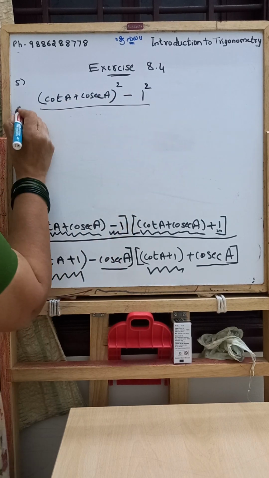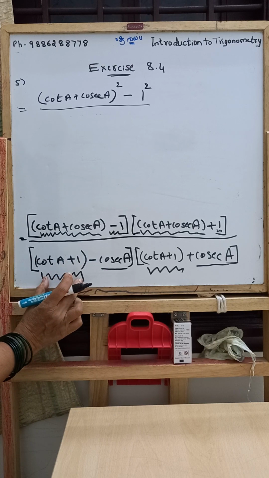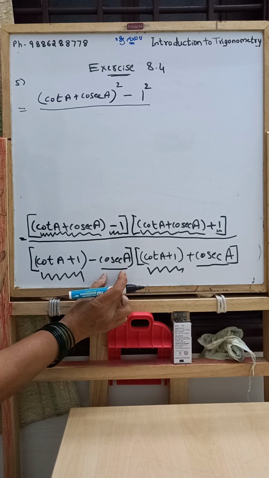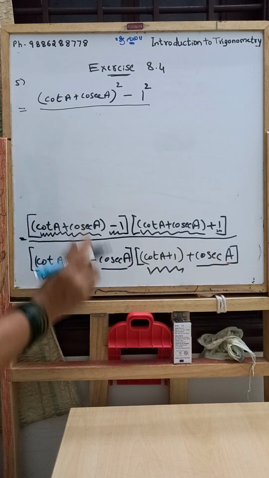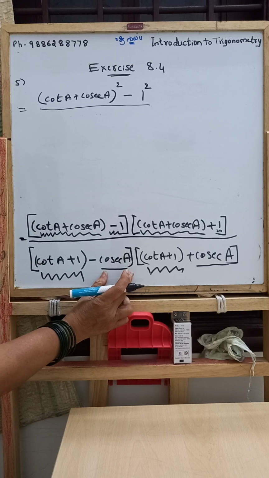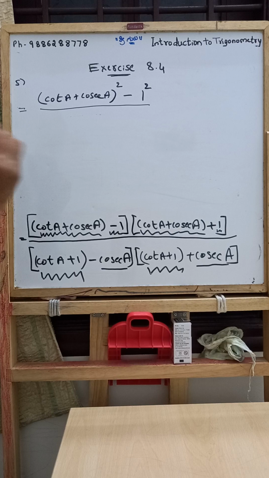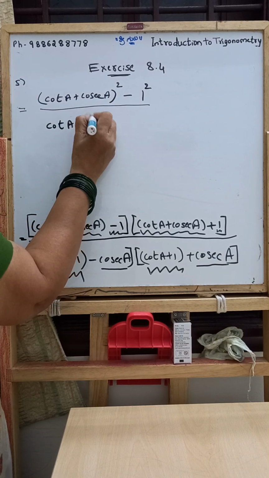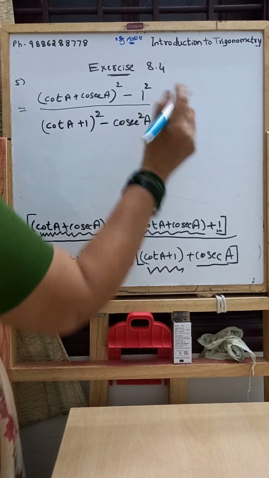Similarly, the denominator can also be written as first term square minus second term square, because it is in the form first term minus second term into another bracket, first term plus second term. Therefore, the product will be first term square minus second term square, as (A minus B) into (A plus B) is equal to A square minus B square. That is (cot A plus 1) bracket square minus cosec square A.